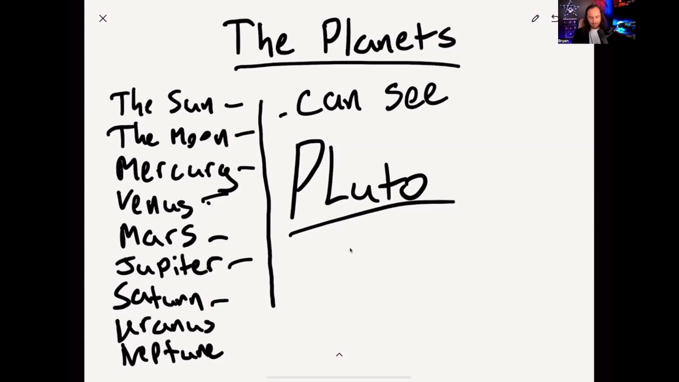Uranus and Neptune. Those are two planets that we cannot see. And of course, we're going to go into Chiron too, but Chiron's an asteroid, but I will definitely tell you how important I think Chiron is. That's coming later though.